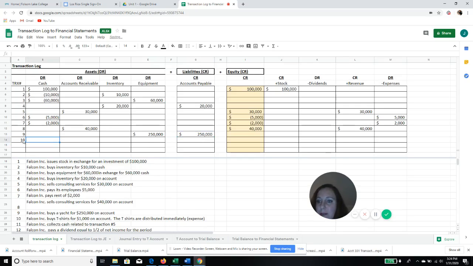Transaction number 10. We are buying t-shirts for $1,000 on account. The t-shirts are distributed immediately, so they're an expense, meaning they have no future economic value. If we were going to hand them out next month, they would be an asset, but because we've already distributed them, we've already gotten the value from those t-shirts, we're going to call them an expense. So we're going to put $1,000 as an expense.